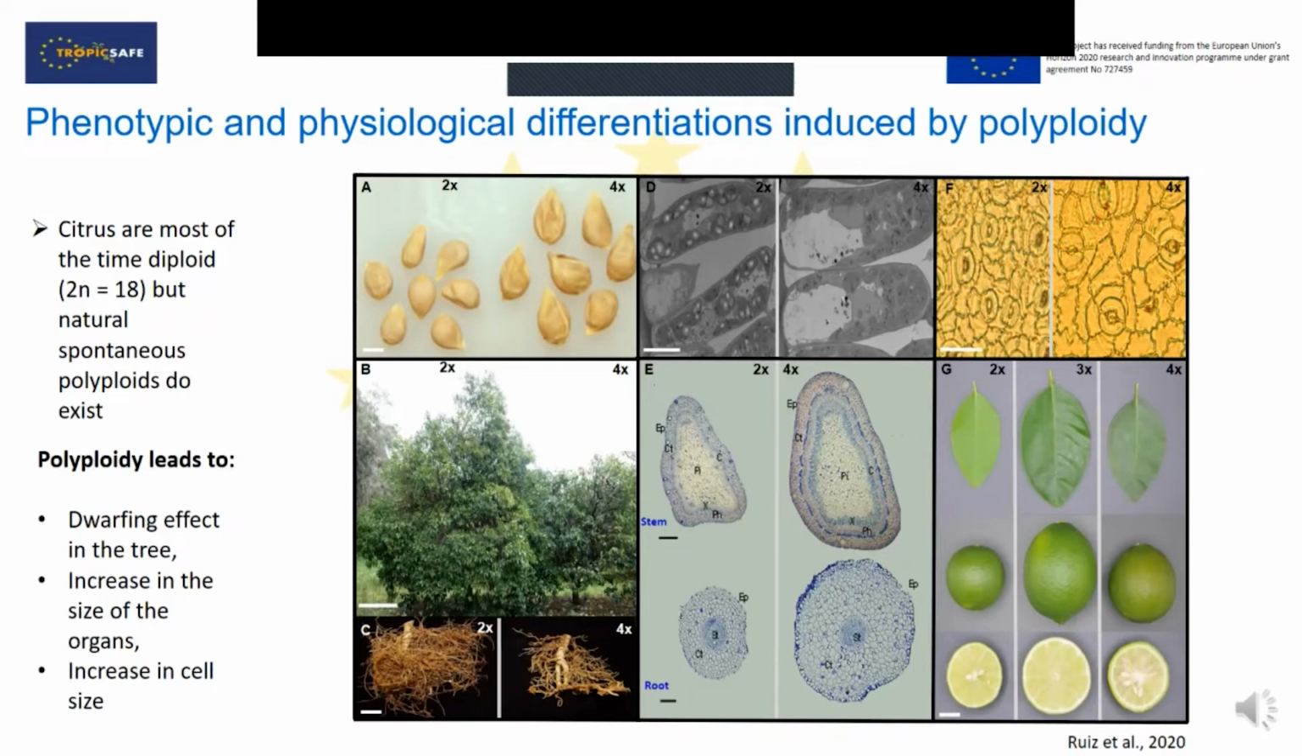You have an increase of size, the cells are bigger. You can see also on B that the tetraploid is much smaller. You have a dwarf phenotype. The development of the roots is also more limited. And of course, something you know very well is the impact in fruits. You have bigger fruits in triploids, and also the greenness of the leaf is greater in polyploids.